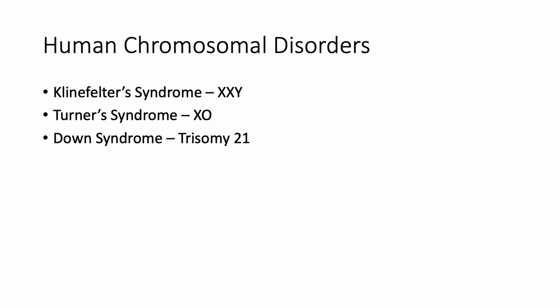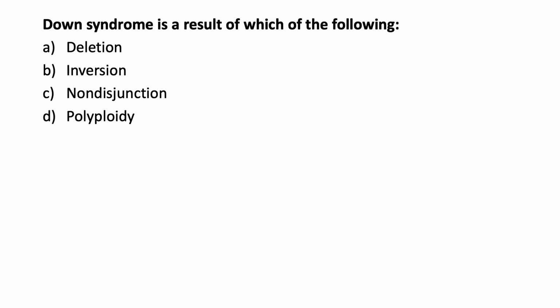Finally, Down syndrome is trisomy 21, which, remember, means that there are 3 copies of chromosome 21 and comes with a series of symptoms and heightened risks for other diseases. With that in mind, Down syndrome is a result of which of the following? I'll give you a few seconds to answer, and remember back to 2 slides ago when I was talking about all the different types of chromosomal mutations.